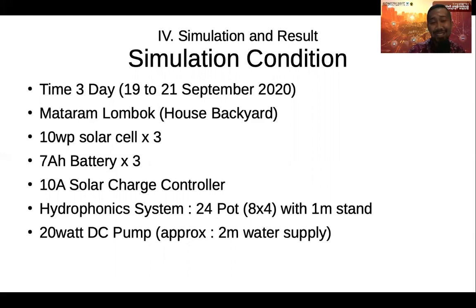So basically 3 solar cells and 3 batteries. And we also use a solar charge controller to avoid overcharging. And we use a hydroponic system with 24 pots divided into 8 parts. Okay, sorry, 4 pots with a 1 meter stand. It is not installed high, so we don't need a high power water pump, just 20 watt.